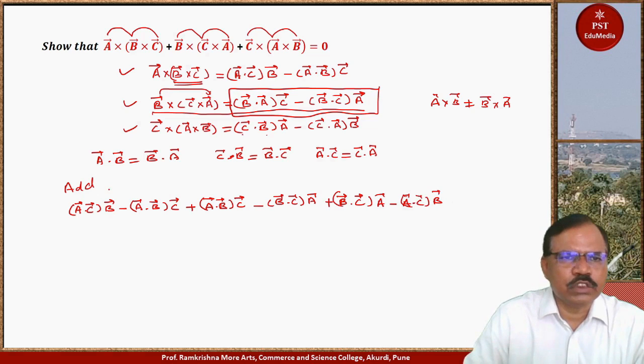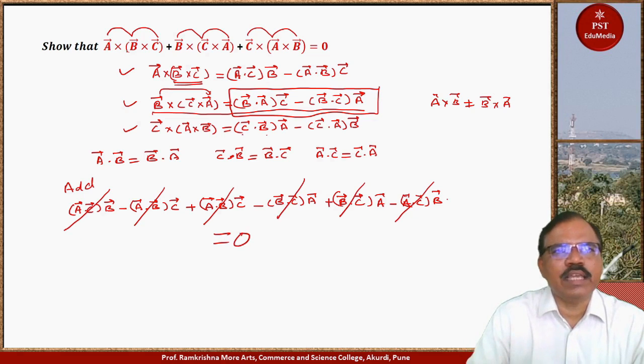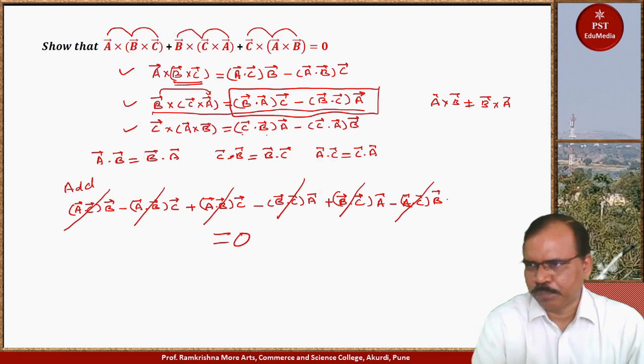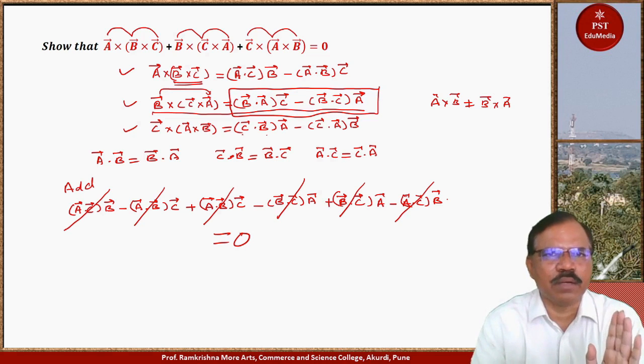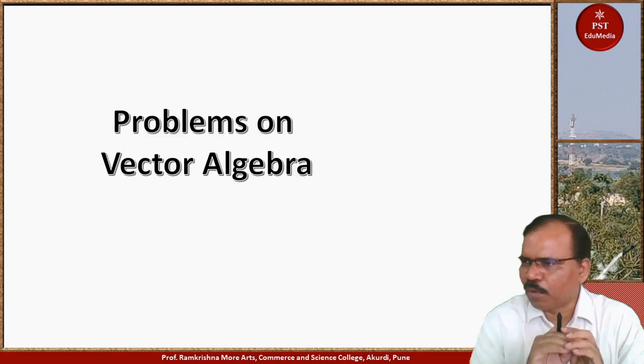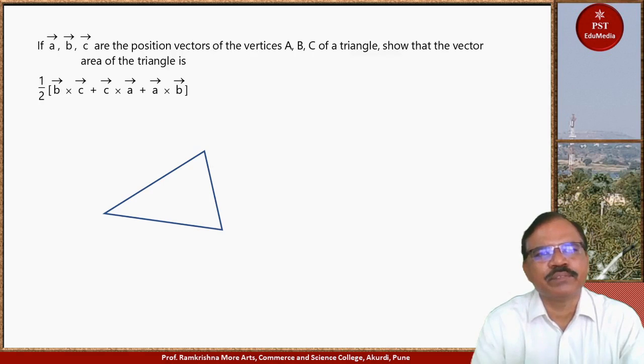Now see here, this one will cancel with this one. A dot B, with the minus sign, will cancel with this. And this one will cancel with this. So all are cancelled, and this is equal to 0. That's why A cross B cross C plus B cross C cross A plus C cross A cross B is equal to 0. So this is about the vector triple product. I will go to some problems. Today we will take 2 problems, and the remaining problems we will take in the next lecture.